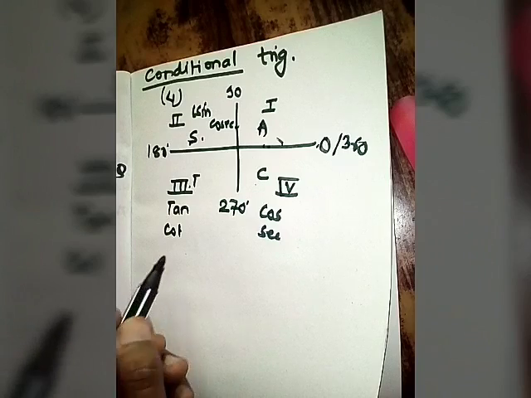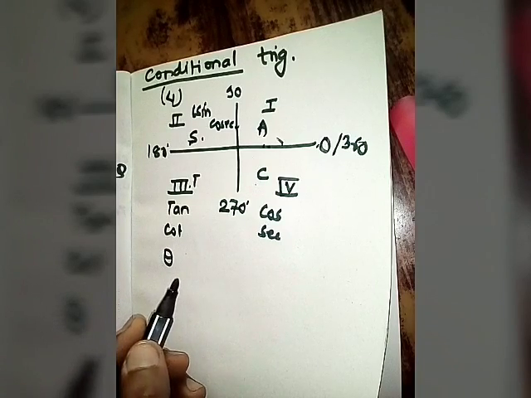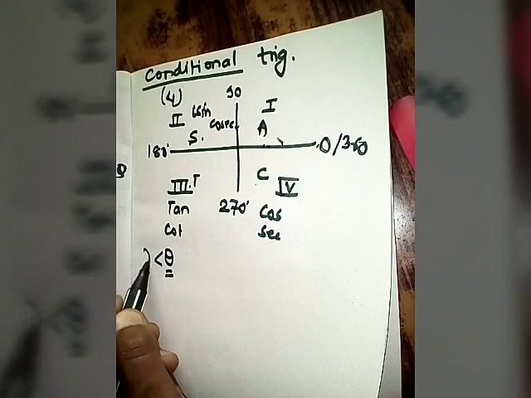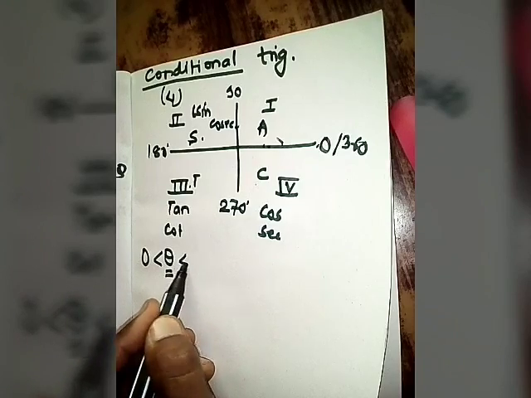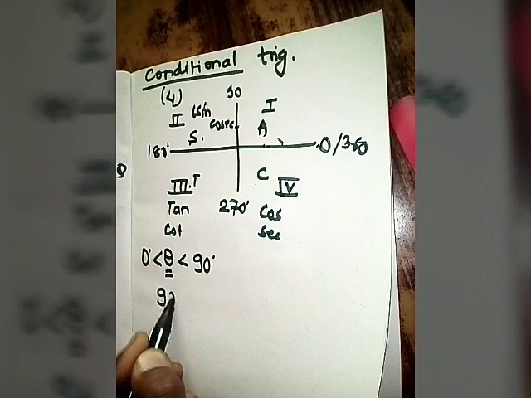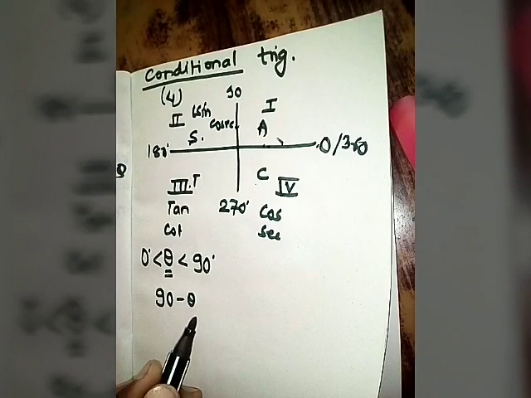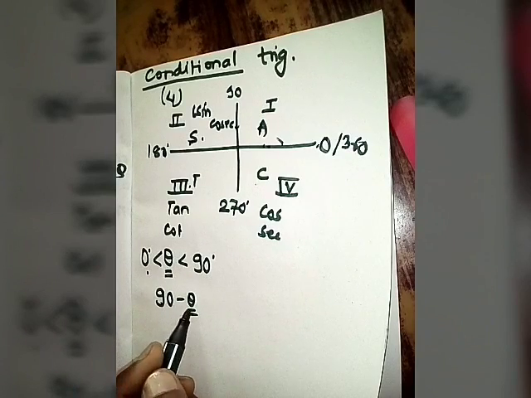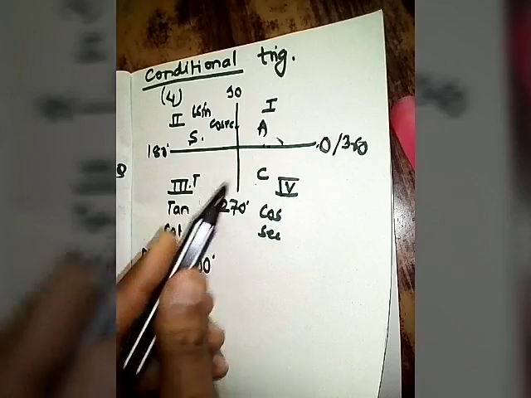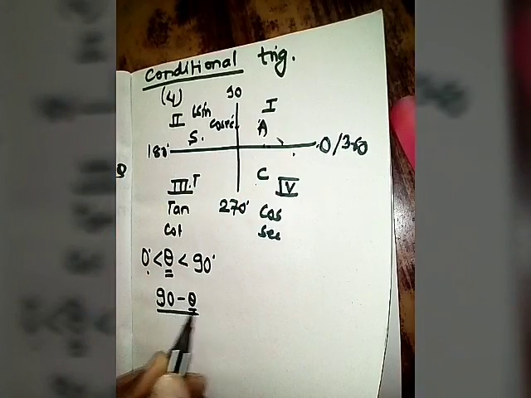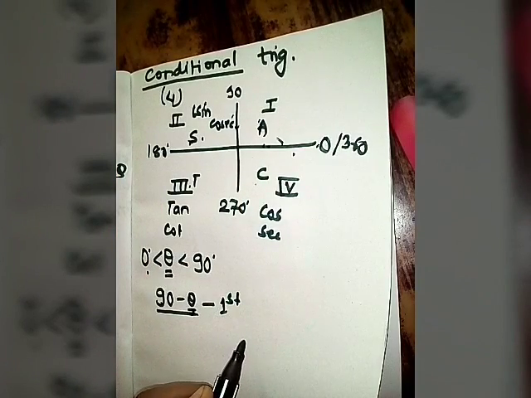Next, we always choose an angle theta or beta or gamma, it doesn't matter. Suppose the angle theta is greater than 0 degree but less than 90 degree. Now if I ask you, where does the angle 90 minus theta stand? Theta can be 20, 30, 40, 50, any angle greater than 0 but less than 90. If you take theta as 20, 90 minus 20 will be 70. So 70 lies between 0 and 90, in the first quadrant. In general, 90 minus theta will lie in the first quadrant.